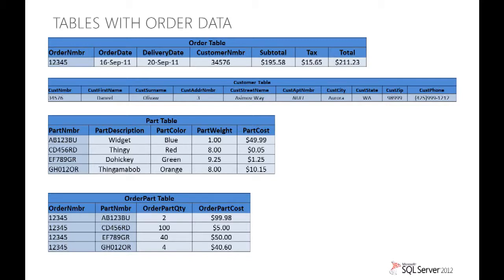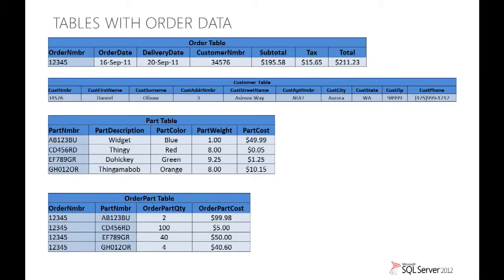But they're recording fundamentally different information. The part table has information that's generic to that part regardless of how many orders it's referenced on. The order part table is the information that's specific to the relationship between this part and a specific order.